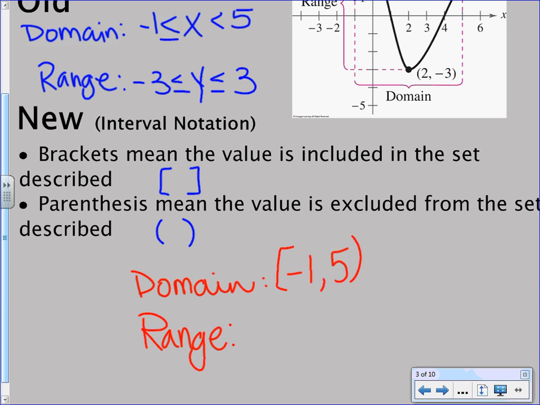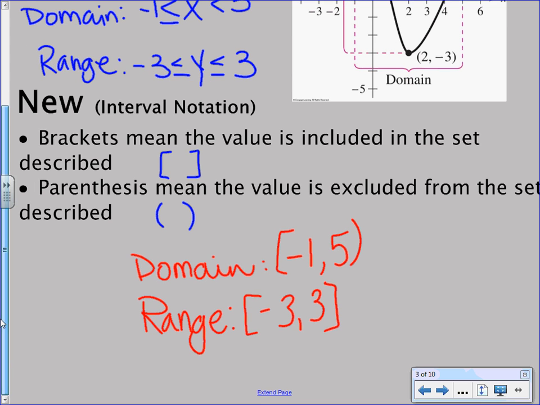Okay. Our range stretches from -3 to 3. So we're going to write -3, comma 3. We include -3, so it gets a bracket. We include 3, so it gets a bracket. Questions? It's easier to write, takes up less room. The biggest thing that you're going to have to remember is when do I put a parentheses, when do I put a bracket? Okay, that's what you're going to have to remember. Okay.